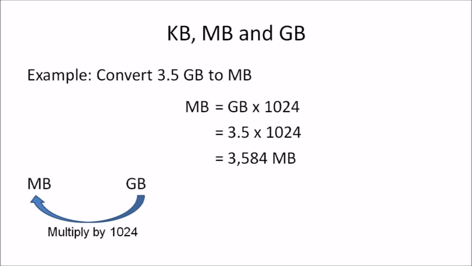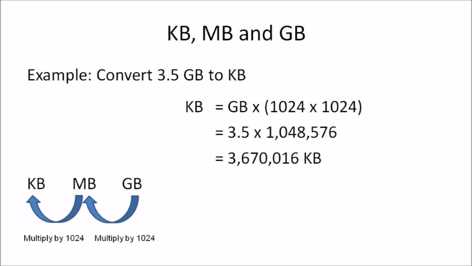In this example, convert 3.5 gigabytes to megabytes. Again, we are converting a larger unit to a smaller unit, so the answer will obviously be higher than 3.5. So the formula is megabytes is equal to gigabytes multiplied by 1024. We'll substitute the amount, so 3.5 multiplied by 1024 gives us 3584 megabytes.